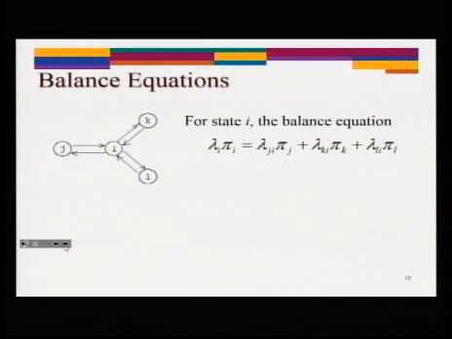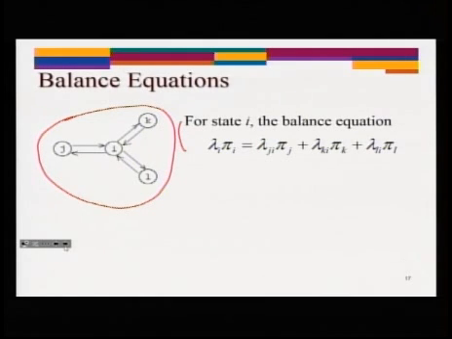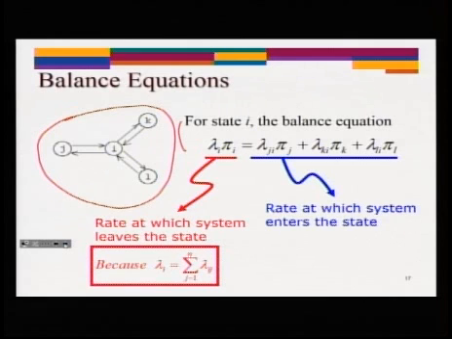So let's take an example for that. For this transition diagram, the balance equation would look like this, okay? That is, in general, for each state, the rate at which the system leaves the state must equal the rate at which the system enters the state, okay? So here, lambda i times pi i means that if you are in state i, you will have a transition rate out of state i.